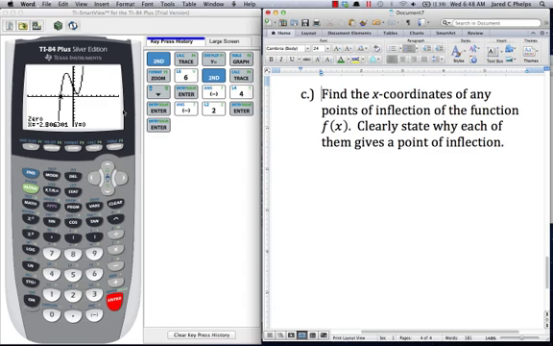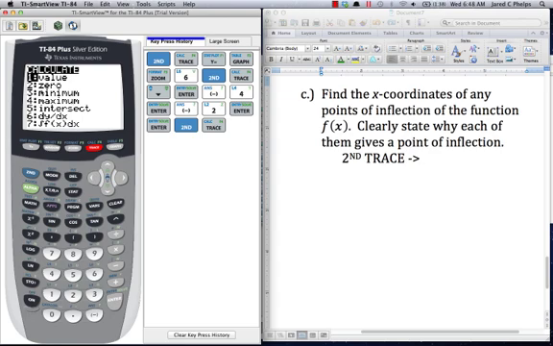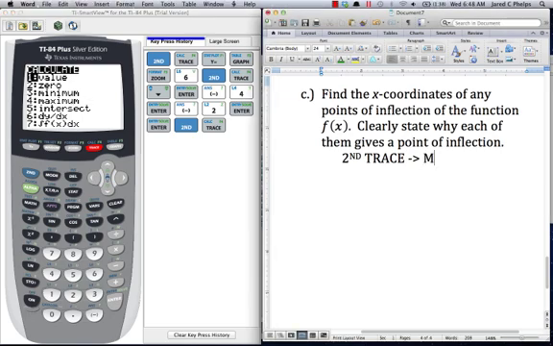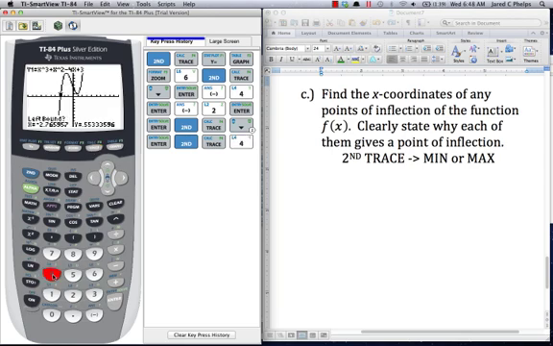The question is, how do we find that thing? Well, you're in luck. In that same calculate menu, if we go into second trace, there's an option for finding a minimum and finding a maximum, right? So min or max. So the first one we had there was a maximum, so I'll go down and pick maximum. And you can actually just hit 4 to bring a maximum.